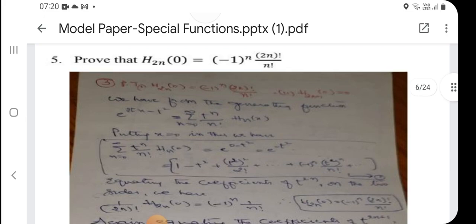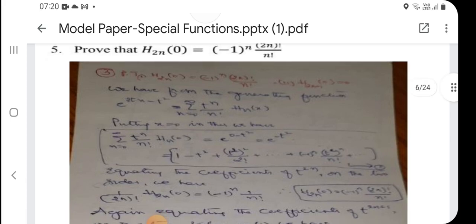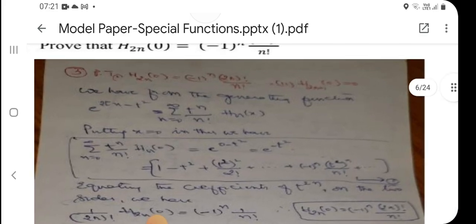Now prove that H_{2n}(0) equals (-1)^n (2n)! by n!. Now we have from the generating function that e^{2tx - t^2} equals summation t^n by n! into H_n(x). Putting x equal to 0 in this, we have summation t^n by n! into H_n(0) equal to e^{0 - t^2}, that is e^{-t^2}.